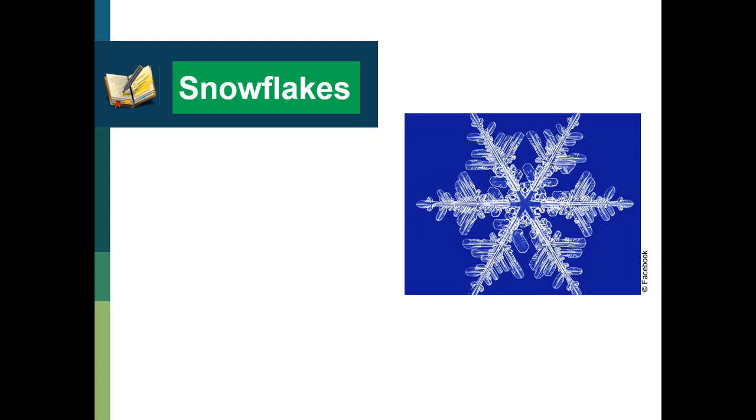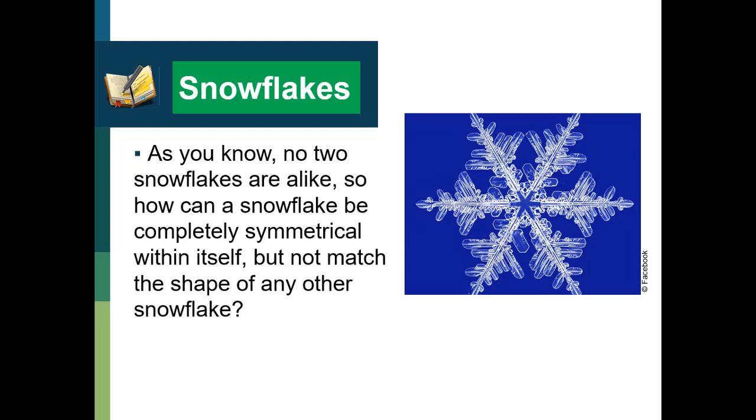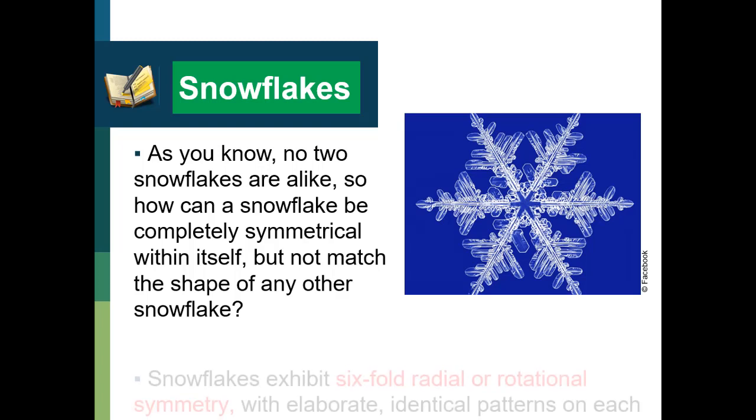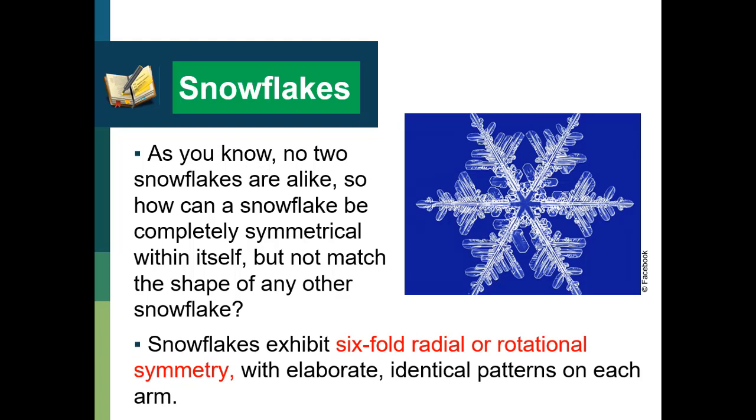This is very beautiful. So my first observation in this picture is that it has 6 arms. Now, as you know, no 2 snowflakes are alike. So how can a snowflake be completely symmetrical within itself, but not match the shape of any other snowflake? Snowflakes exhibit 6-fold radial or rotational symmetry, with elaborate identical patterns on each arm. So if you're going to count the arms of a snowflake given in the picture, it has 6 arms. And it also has 6-fold radial or rotational symmetry.